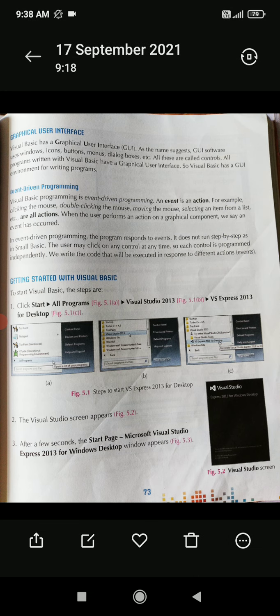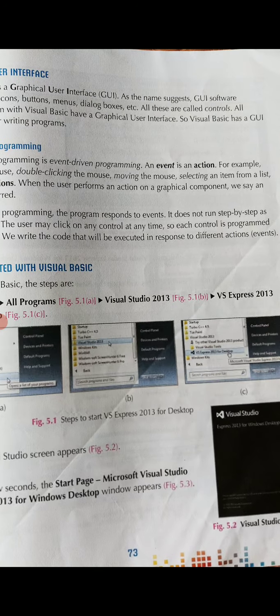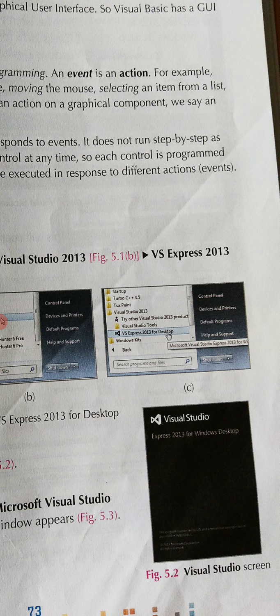Step 2, the Visual Studio screen appears in figure 5.2. Look at your figure 5.2. I think everyone has seen this figure 5.2. This is the screen of your Visual Studio. When you are starting the program, start, all programs, Visual Studio 2013, then VS Express, after clicking all these options, one screen will be displayed, which is black in color, and at the top it will be written as Visual Studio.